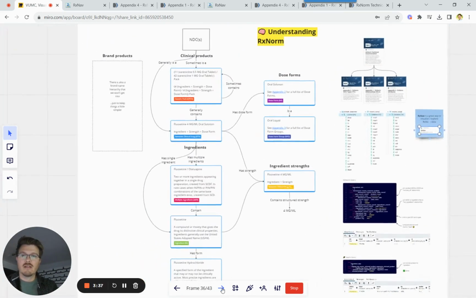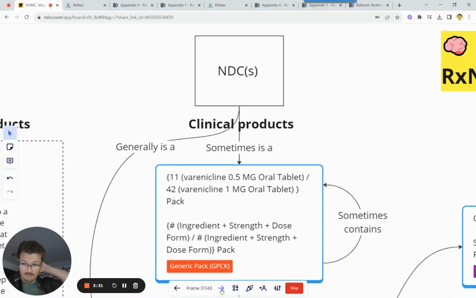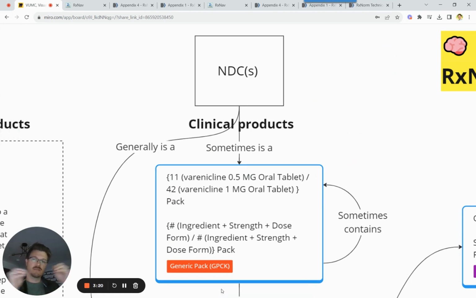So we're going to explore this big tree on the left-hand side, starting where we started at the beginning of this series with NDCs. So NDCs, as we talked about in the first lecture, represent clinical products. So multiple NDCs can represent one clinical product of an ingredient strength dose form that has different manufacturers and different pack sizes, but really it's all the same product.